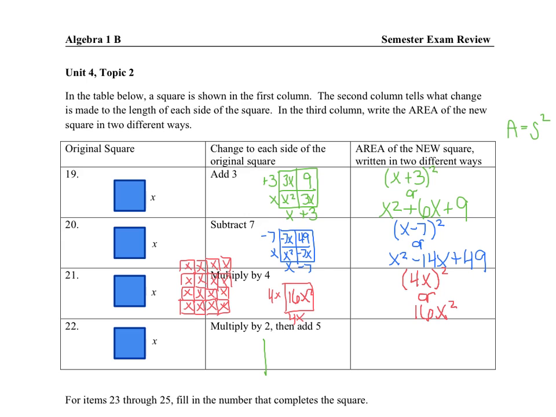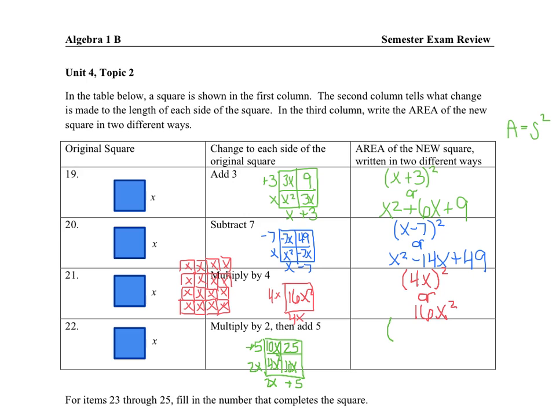Last one, I've got my box. I'm going to multiply my x by 2, and then I'm going to add 5. So 2x times 2x is actually 2 times 2, which is 4, x times x, which is x squared. So 2x times 2x is 4x squared. 2x times 5 is 10x, because 2 times 5 is 10. Again, 2x times 5 is 10x. And then 5 times 5 is 25.